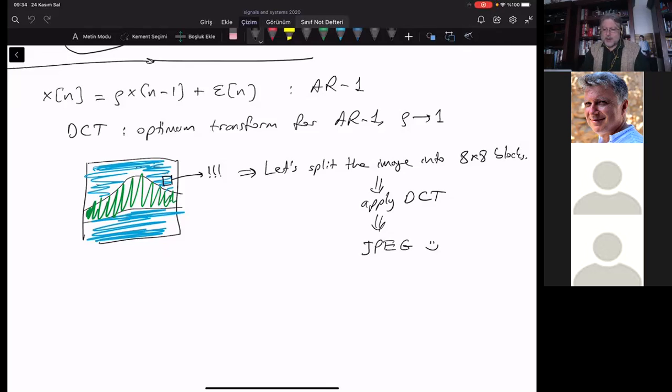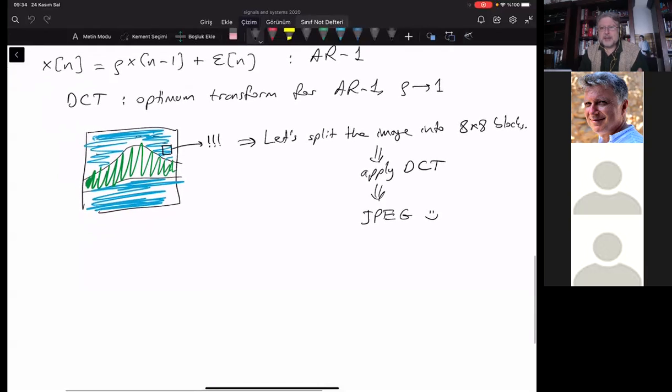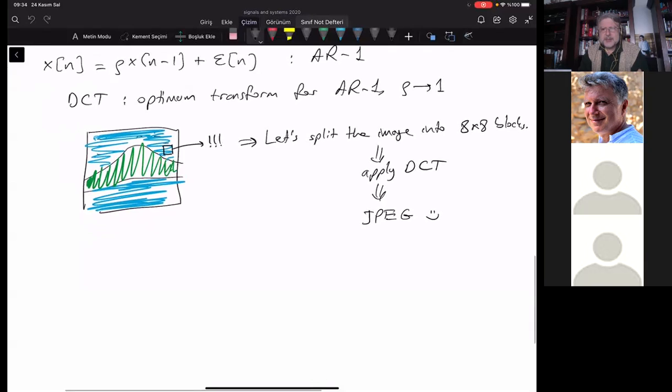So that's why, for instance, the JPEG compression standard first splits the images into 8x8 blocks, smaller blocks, where we can assume that the image within that small block, at least, will have this kind of a layout with the autoregressive one structure, and the pixel-wise correlations are large, so we apply JPEG to that. And JPEG is an interesting one.